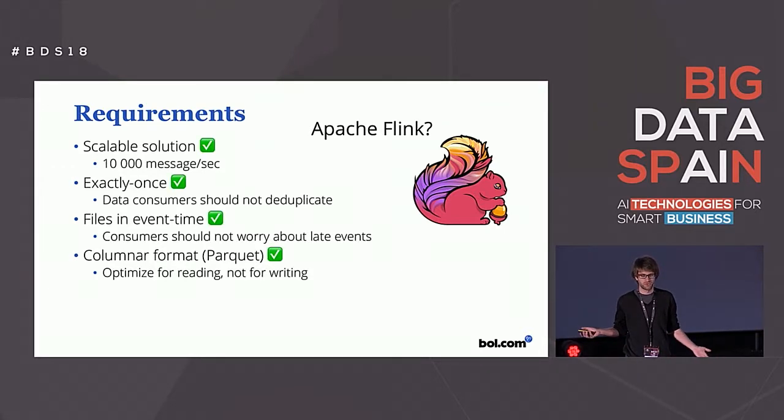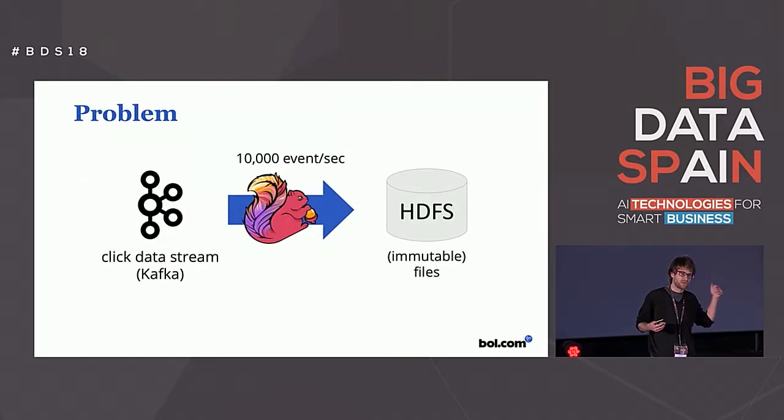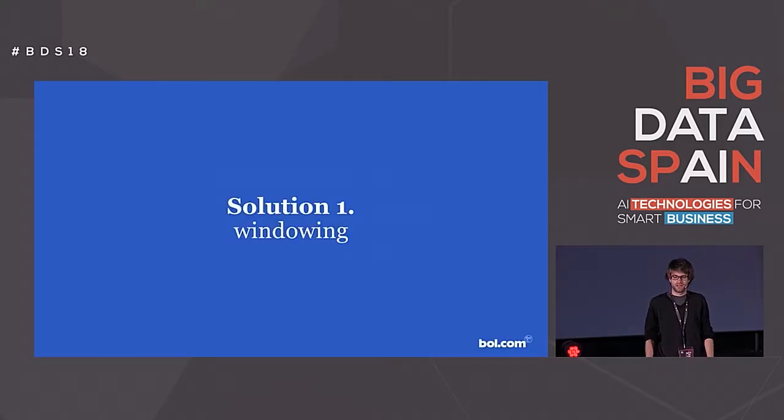Why? Because it's distributed, it's scalable, it gives you exactly-once guarantees even if failure happens, it has abstractions for handling event time, and it has Parquet output and input connectors. So that seems cool and easy. So actually in our problem, the question mark becomes, yeah, we're going to use Flink for that. But we'll see how it goes. So first, let's go to our first solution.